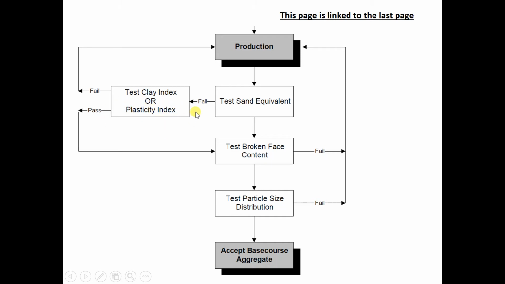With the plasticity index, we also talk about it for the stabilization. There are quite varying plasticity values in the pavement materials. Besides the cleanliness, we need to check the broken face content and the particle size, testing the particle size distribution, how the different gradings of the aggregates mix.